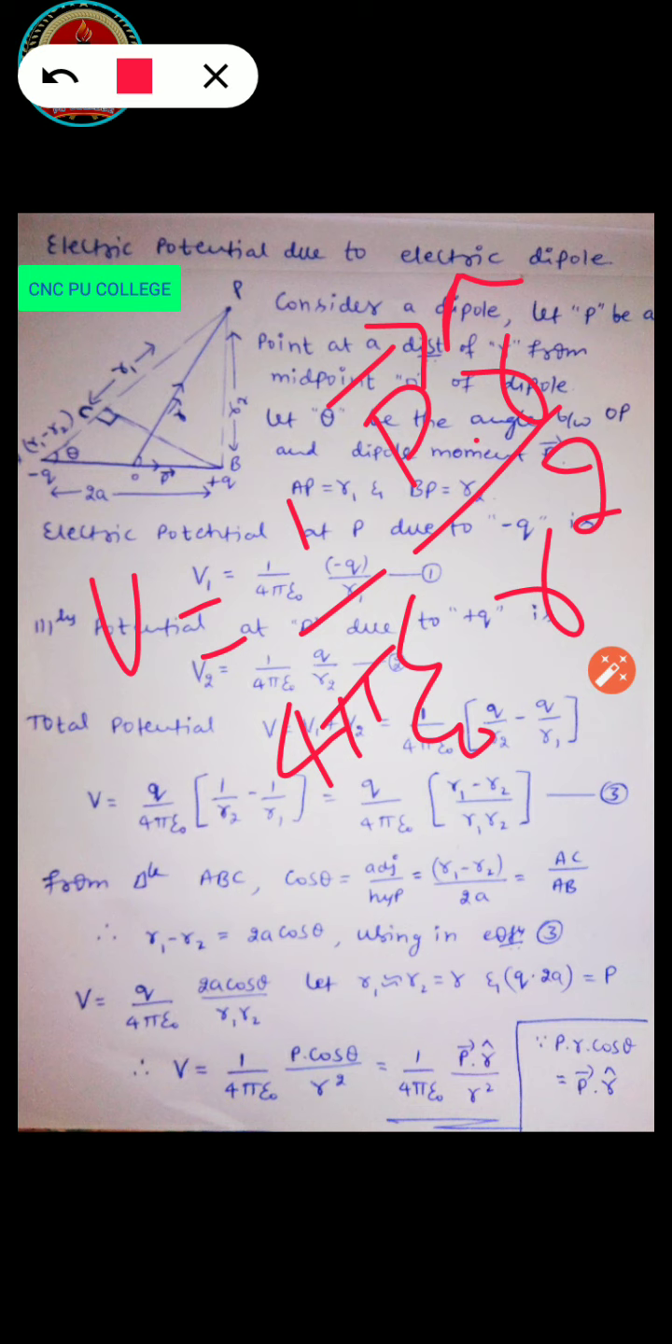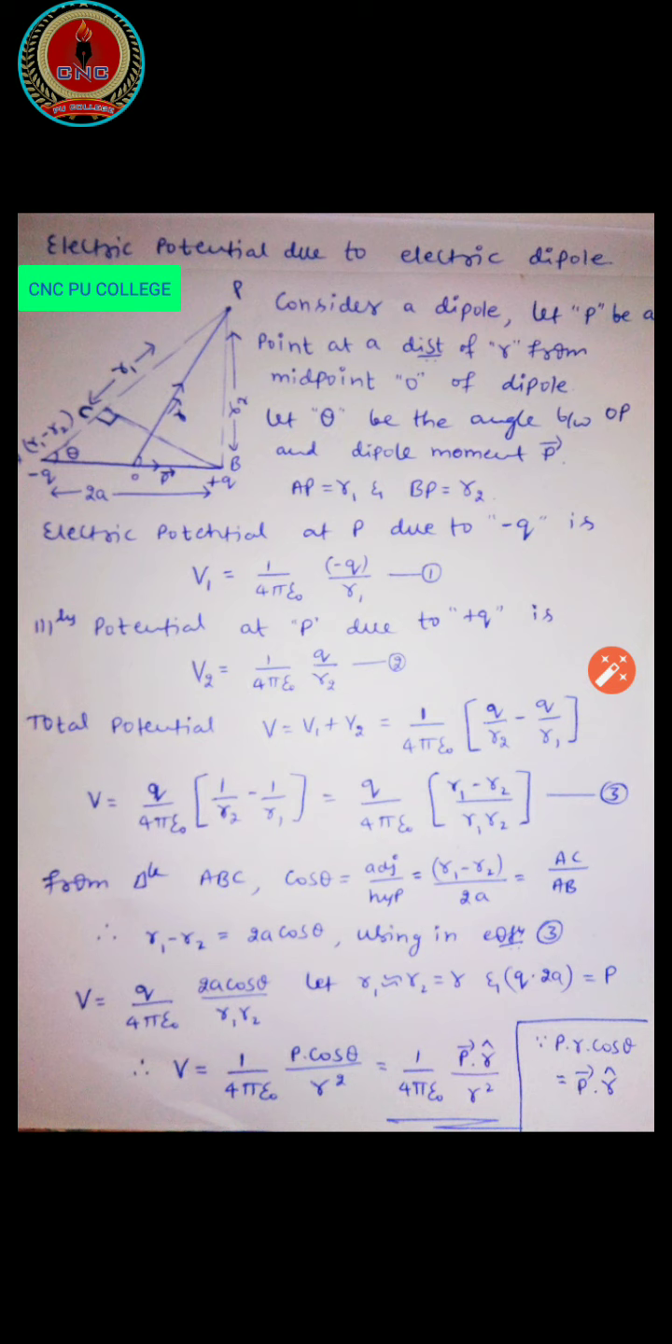Since we are considering an electric dipole, the expression must be in terms of dipole moment. So don't make it too lengthy. It's very simple. First, observe the diagram clearly. Then think of the potential at P due to the negative charge, that is equation 1, and the potential due to the positive charge at point P, that is equation number 2. Use the superposition principle, and then the mathematical simplification gives us the final expression V is equal to 1 by 4 pi epsilon naught vector p dot r cap by r squared.